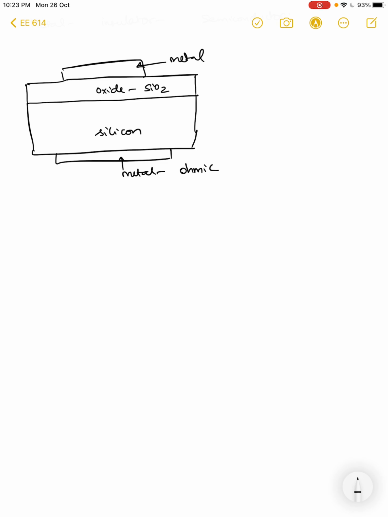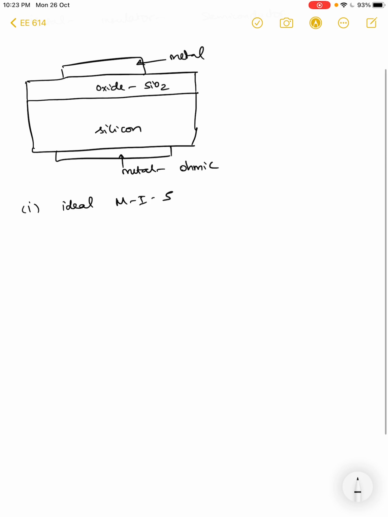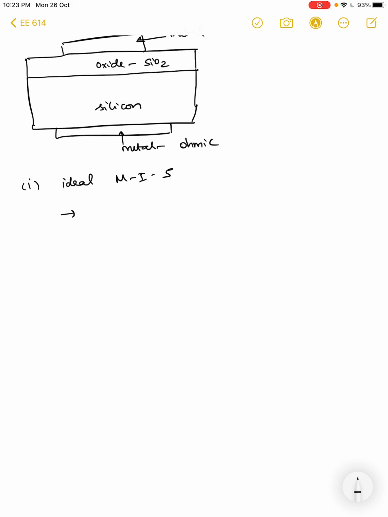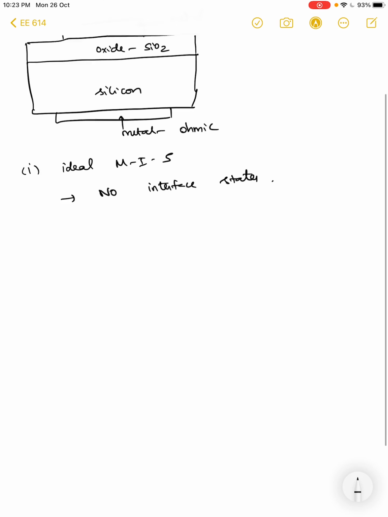So we will deal today only with an ideal metal insulator semiconductor junction, and what we mean by ideal is we have no interface states. Why is this important? This means that there are no electric charges at either silicon dioxide interface or silicon dioxide metal interface, so that all the charges are either at the metal or at the silicon side.